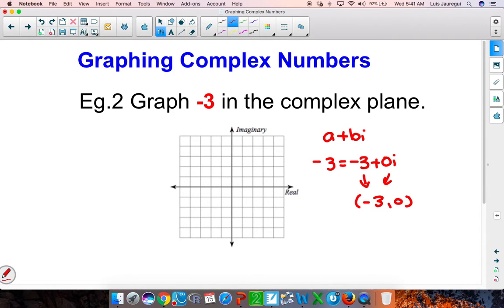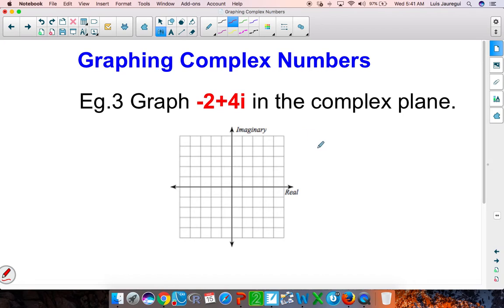-3, 0. So in other words, we're going to move 3 units to the left on the real axis, and we're going to move 0 units up or down. So this is our real number -3. Let's see a couple more examples.